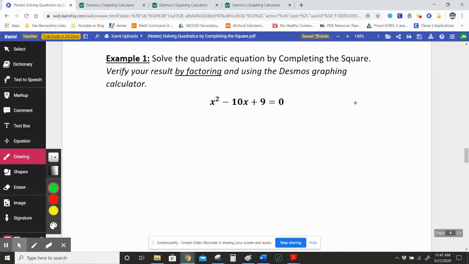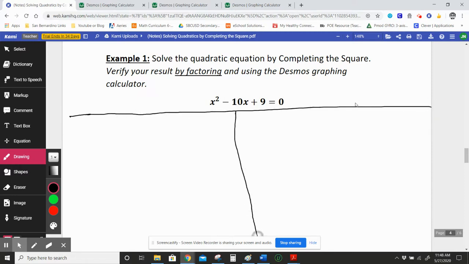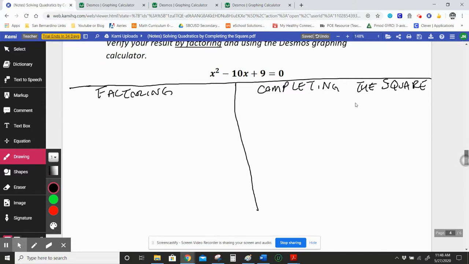So example number 1, and I'm putting this example because I know that you guys can do it by factoring, so we're just going to verify to make sure that completing the square actually works. So let's do this with 2 methods. The first method is going to be by factoring, and the second method is going to be by completing the square. So I'm going to make a little column. Okay, and we're going to do this by factoring and then by completing the square. And the reason why this is able to be done is because this is actually factorable, meaning that we actually get whole numbers as our roots.